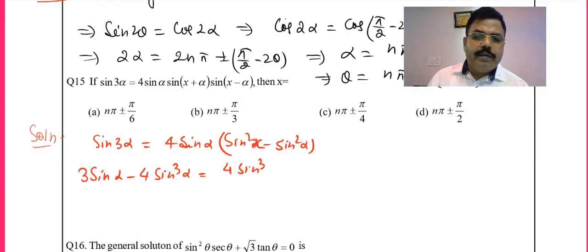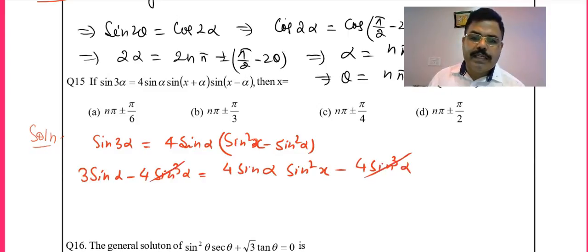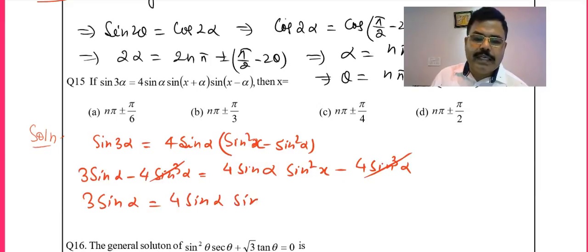This will be also like 4 sine alpha sine square x minus 4 sine cube alpha. So these two terms cancel out. Now that will be sine alpha, and sine alpha also cancels out. 3 sine alpha is equal to 4 sine alpha into sine square x. Alpha is constant, so we can divide it. And now sine square x is equal to what? That is 3 by 4.